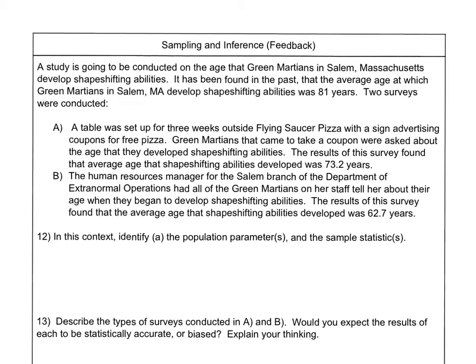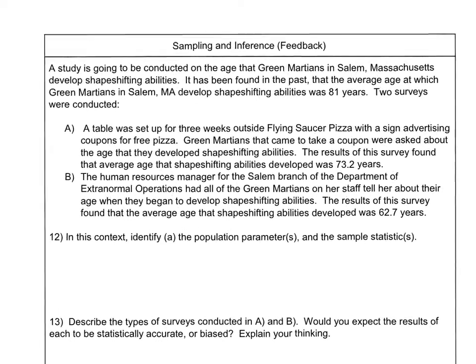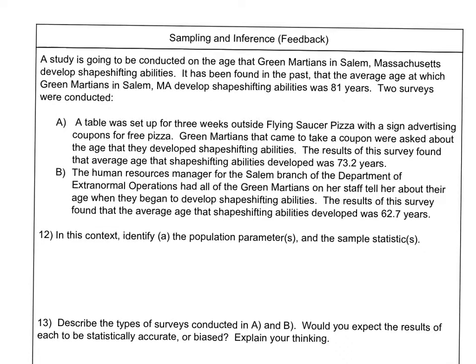Okay, continuing with our studies of the green Martians in Salem, Massachusetts, and now we're looking at a study about shape-shifting abilities. We have some information from the past. The mean age was 81 years that they developed these abilities. So that's that known fact. I would say that this 81 years is the population parameter. And that's the known value within this thing, okay?